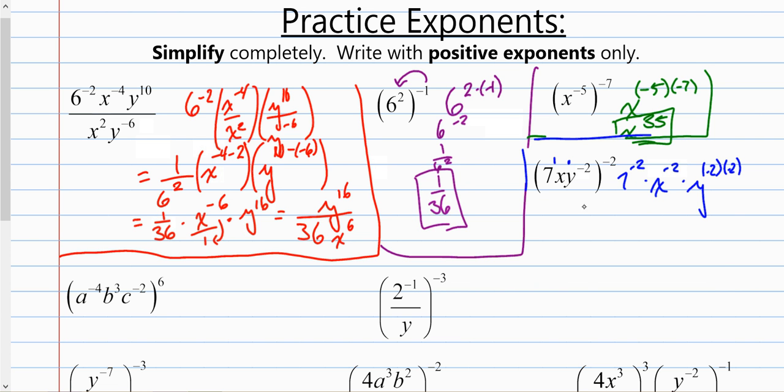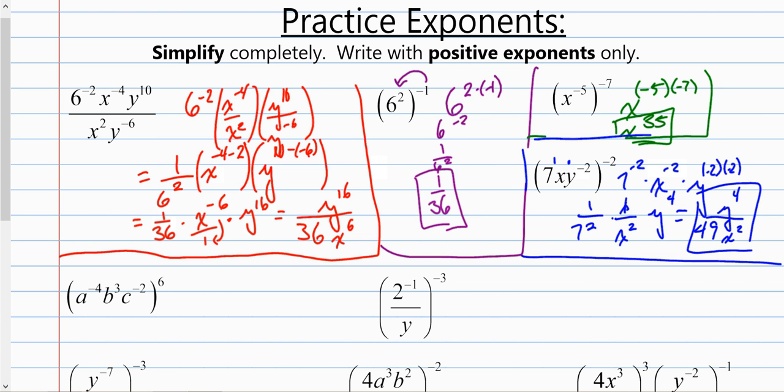This 7 wants to move down to the denominator, as does this x. And this y, with a y to the positive fourth, goes on top. So I wind up with y to the fourth over, now 7 squared I can evaluate, that's 49x squared. And that's my final answer.